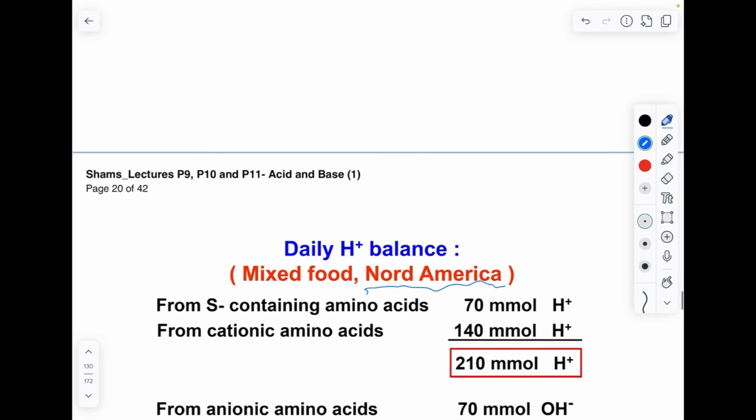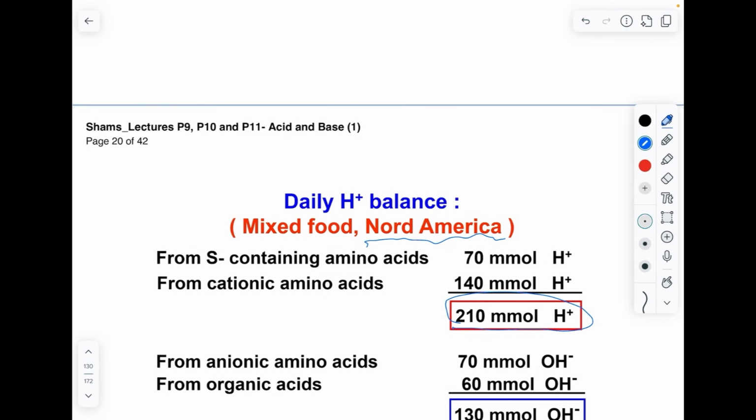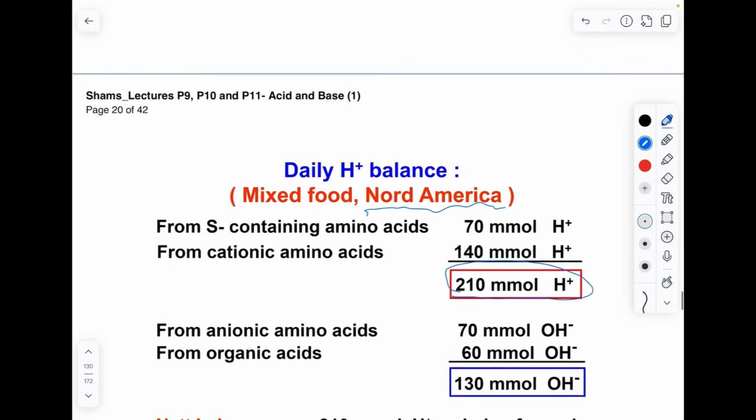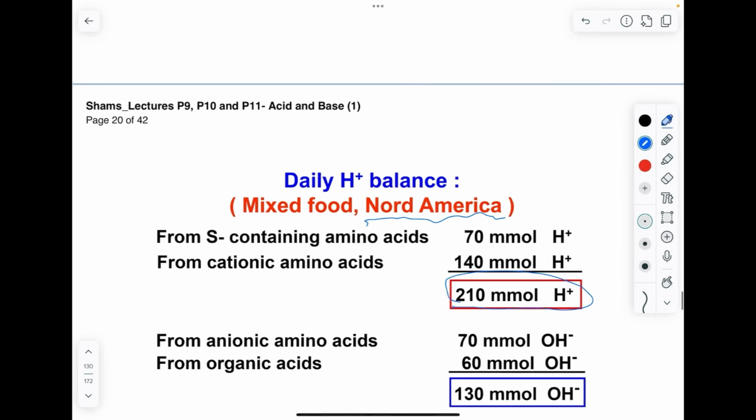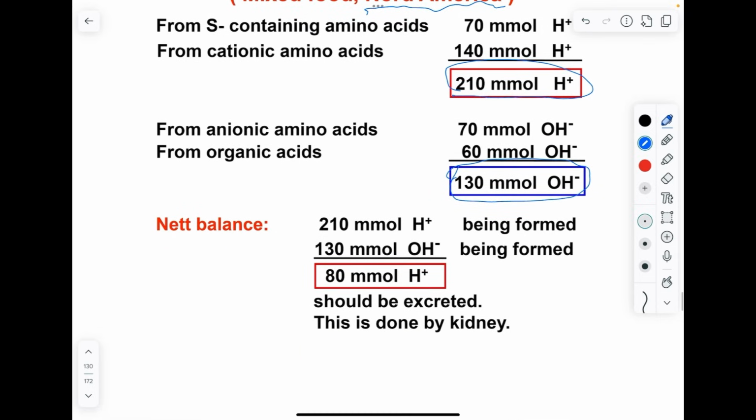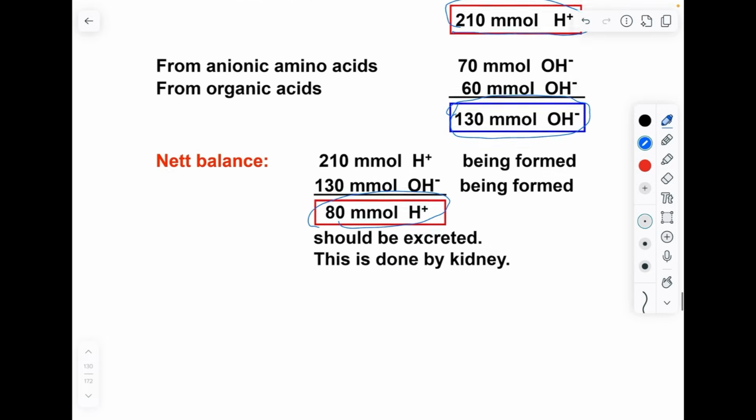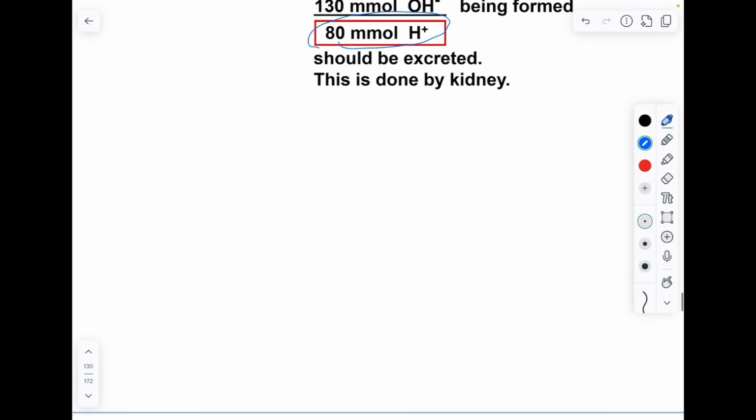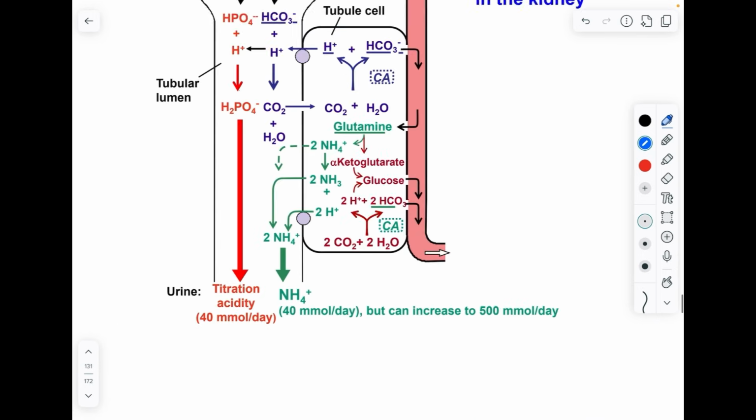Anyways, so you see that you are consuming 210 millimoles of H plus daily if you are on that diet. But you are only taking 130 millimoles of OH. So you have 80 millimoles of H plus that needs to be excreted. Who will do that? The kidney, of course. You cannot breathe out H plus.